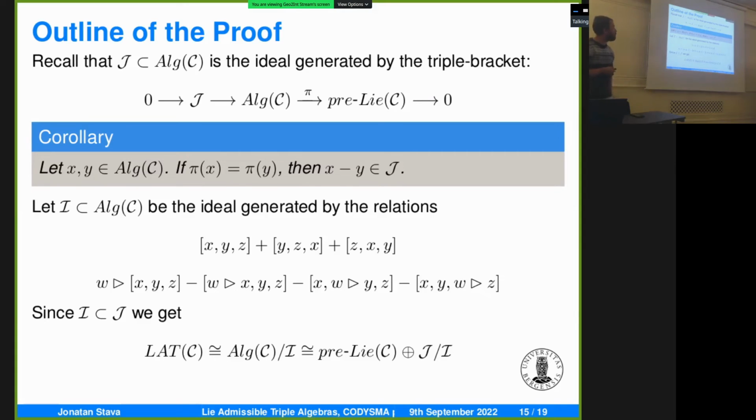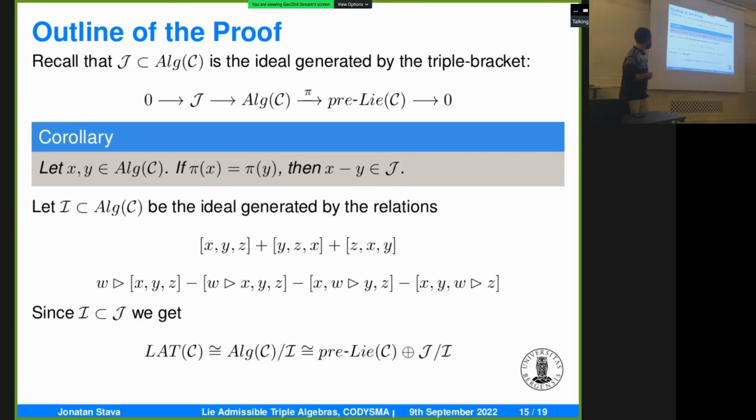Another way of stating this is to say that if you have two elements in the free algebra that map down to the same element in the pre-Lie algebra, then the difference between them is contained in the ideal that is spanned by the triple bracket. And that's the concept that we're generalizing when we're doing this proof.